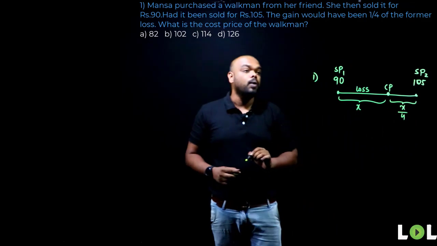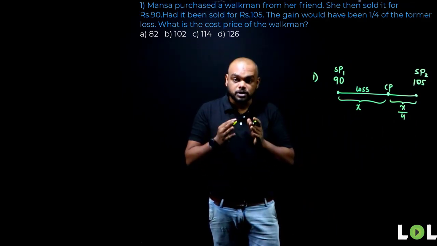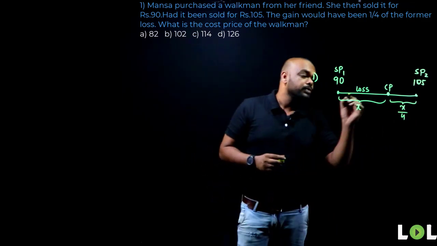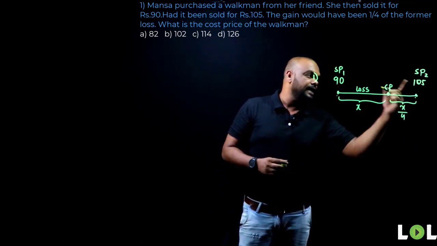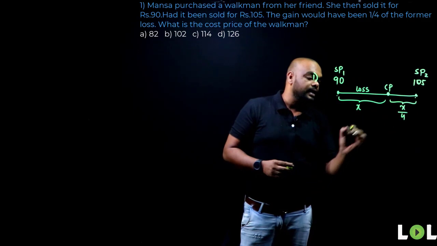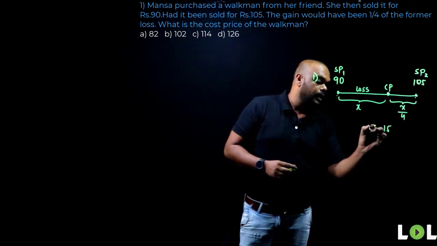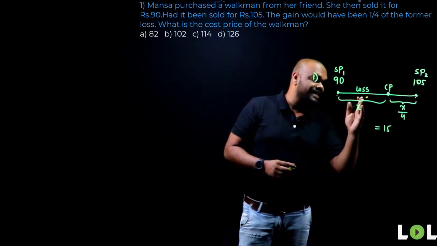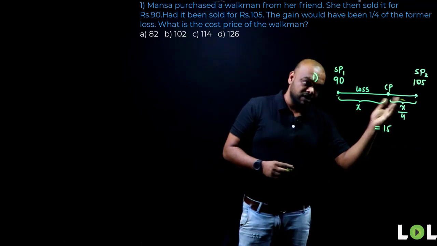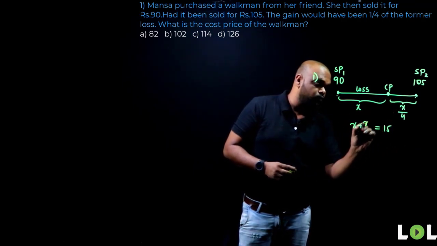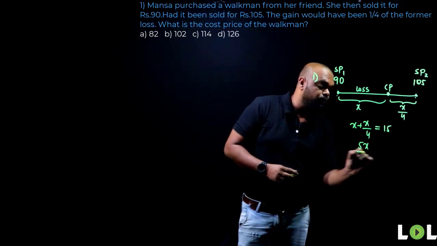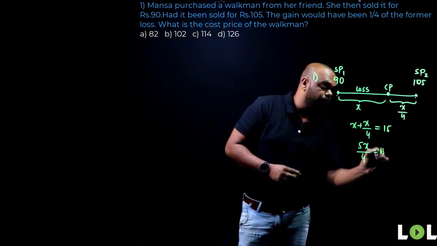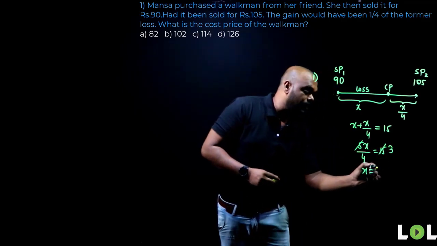Now, what is he asking? What is the cost price of the Walkman? Observe here. Here to here, what is the difference? The difference is 90 to 105, and that is 15 rupees. That is equal to X plus X by 4. What do we get? X plus X by 4 is 5X by 4, which is equal to 15. 5 into 1, 5 into 3. What do we get? X value is 12.